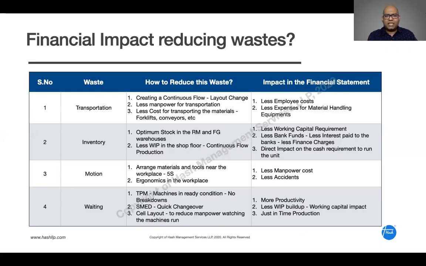Impact in the financial statement. Yeah. Now I am going to connect the 7 wastes to the financial statement, the profit and loss statement. Are we ready? So let us look at it.